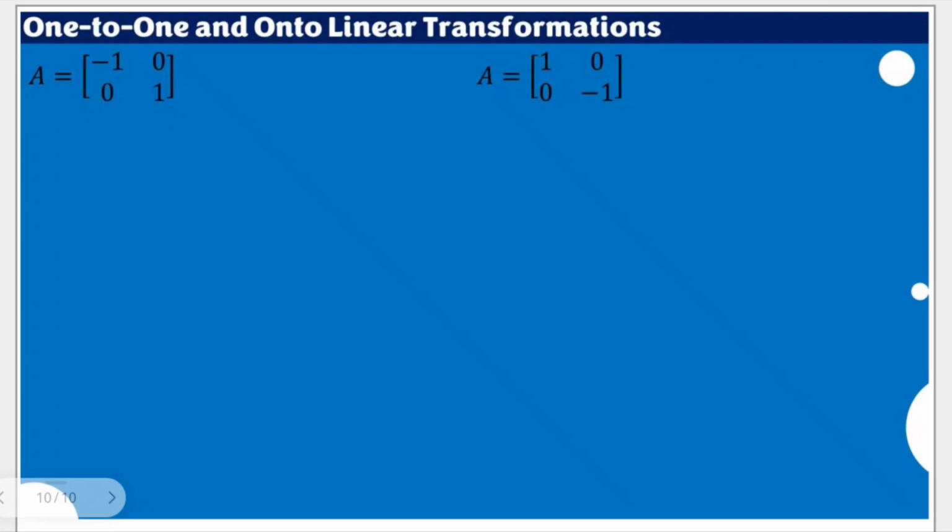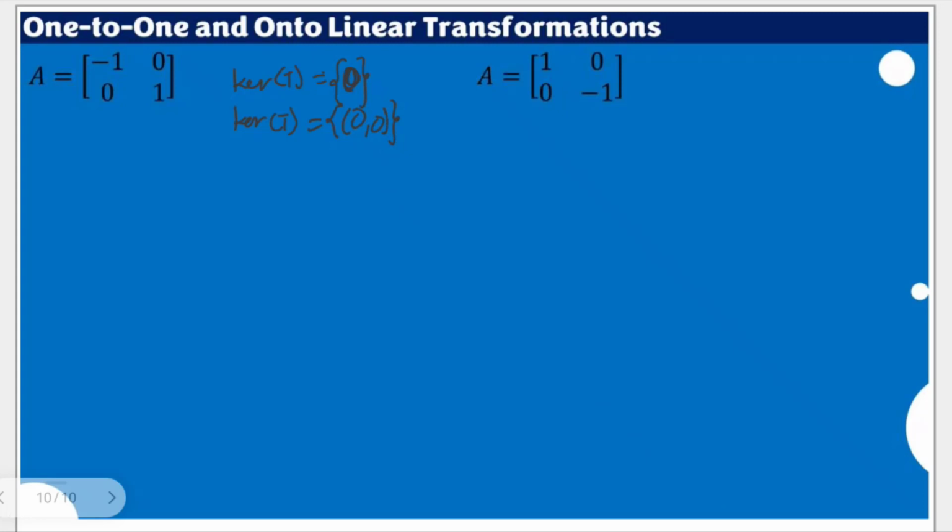For one-to-one, we need to show that the kernel of T contains only the zero vector. Okay? Only the zero vector of the identified linear transformation. And since we have here 2 by 2 matrices, the kernel of T should be equal to the zero vector of our R2.